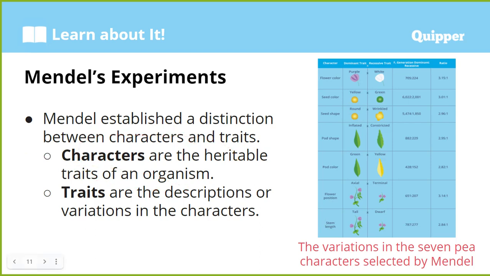When we speak of traits, class, these are the descriptions or variation. Pag sinabing variation, pagkakaiba in the characters. For example, flower color is the character. Ano naman yung traits ng flower color? It can be purple or white. Seed color, yellow or green. Pod shape, inflated or constricted. Pod color, green and yellow. So that's the difference between character and trait. I hope you got that class. Nakuha ba?